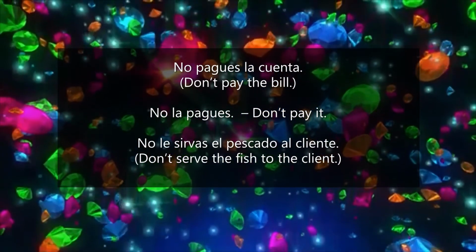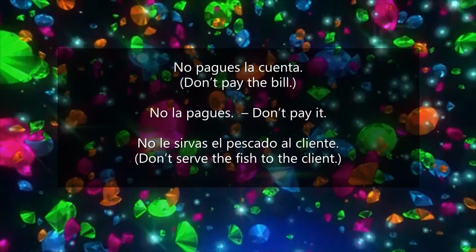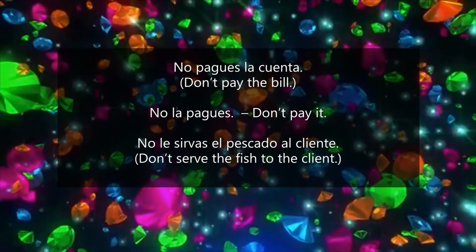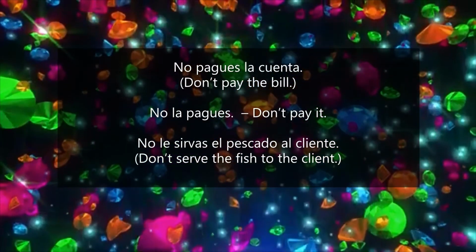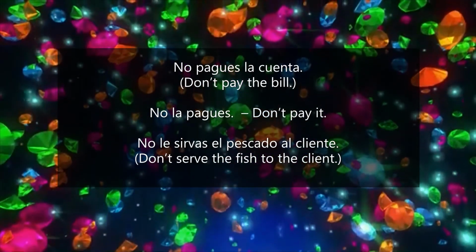So, how would you shorten the following examples? Don't pay the bill, no pagues la cuenta. Don't pay it, no la pagues. Or don't serve the fish to the client, no le sirvas el pescado al cliente.